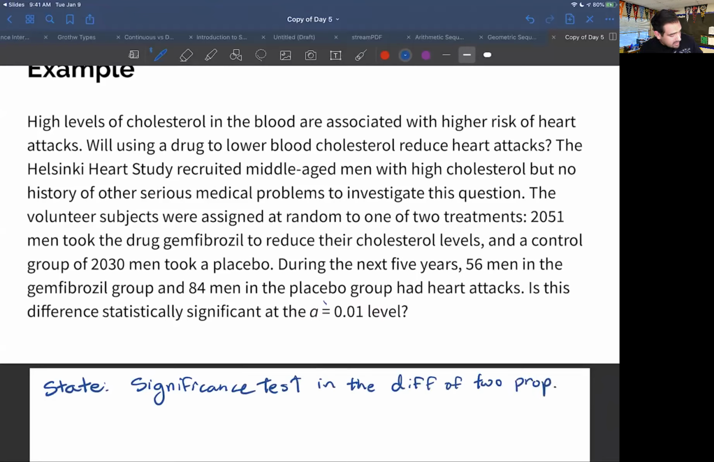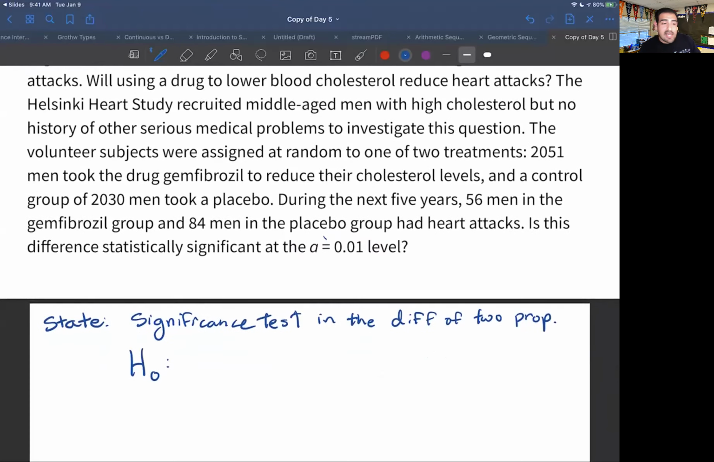I need to state my null hypothesis. Well, my null hypothesis is that the proportion of people who had a heart attack for the pharmaceutical group and the placebo group, we're going to assume that there's no difference, right? So P1 is equal to P2. The alternative is that the proportion of people who had a heart attack with the drug was actually less than those on the placebo. Let me write this over here.